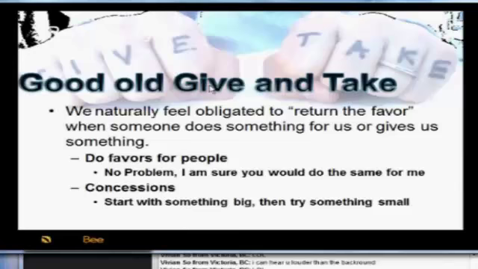Concessions is starting with something big, then trying something small. You see this all the time in marketing when you come across a page and they want to sell you something for $197 and then you say, well, I can't afford that, so I'm not going to do it.